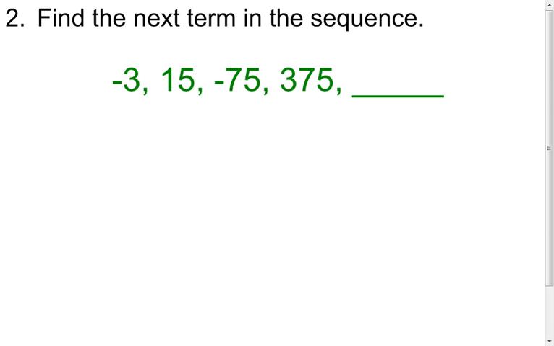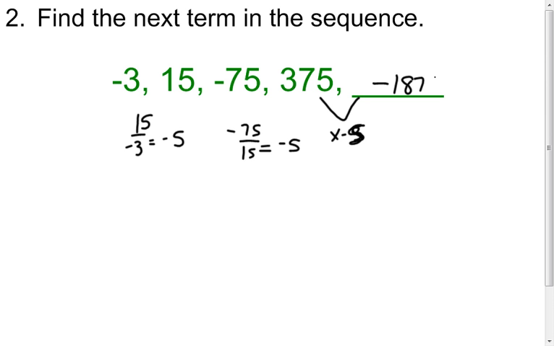Over here, again, you need to figure out what you're multiplying by. If you don't know, you can take 15 divided by -3, and you'll get -5. -75 divided by 15, and again, you'll get -5. You need to know, though, that this is a geometric sequence, which I should have told you. It is. Okay, so to get from here to here, again, I will multiply by -5. Sorry, not 3. And when I multiply by -5, I will get -1,875.